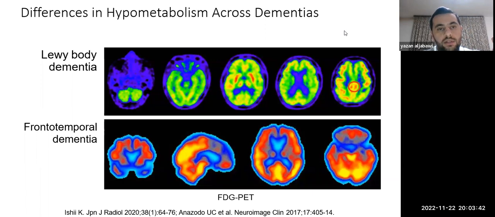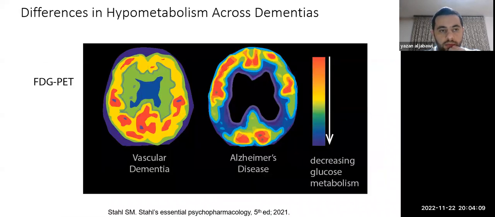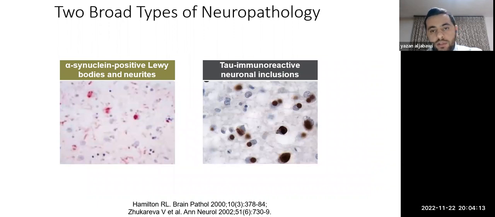This is a PET scan that shows the difference in metabolism in two subtypes of dementia, Lewy body dementia and frontotemporal dementia. In Lewy body dementia, as we mentioned earlier, it's subcortical, and in frontotemporal, it's mainly cortical. So we can see here in the frontotemporal the hypometabolism in the frontotemporal area. At the histopathological level, we have various types of histopathology for different types of dementia, but two main patterns: the tau immunoreactive neural inclusions, which is the hallmark of different types of dementia, mainly Alzheimer's dementia, and the alpha-synuclein positive inclusions, which are remarkable for Lewy body dementia.